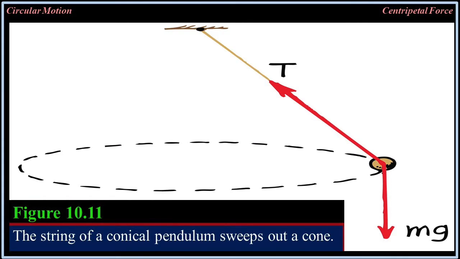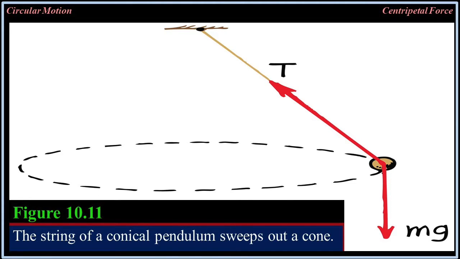Adding force vectors. Figure 10.11 is a sketch of a conical pendulum, a bob held in a circular path by a string attached above. This arrangement is called a conical pendulum because the string sweeps out a cone.